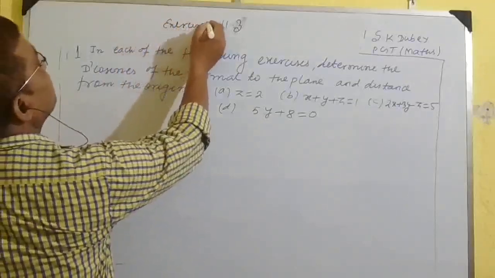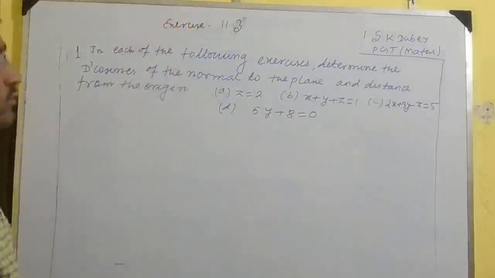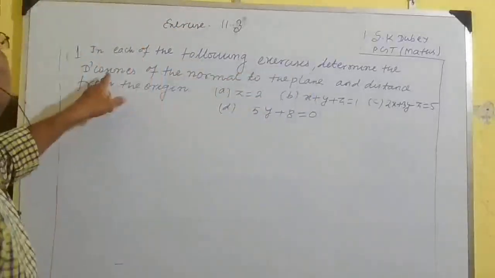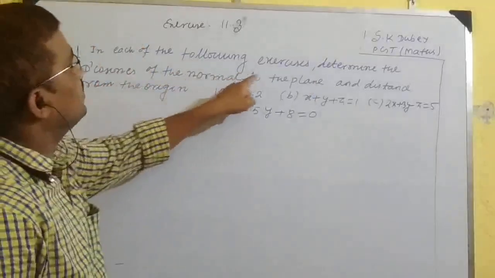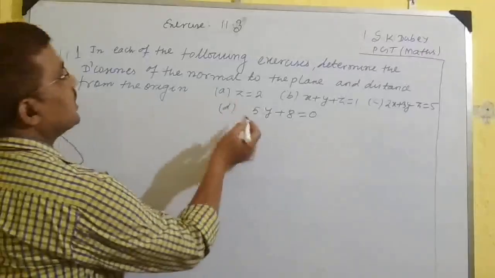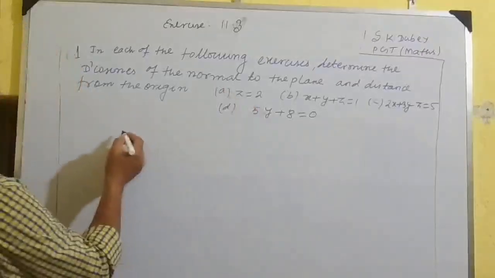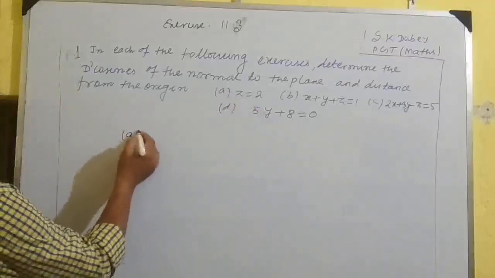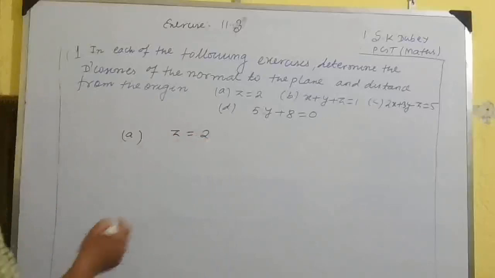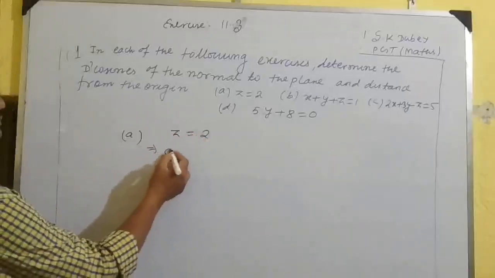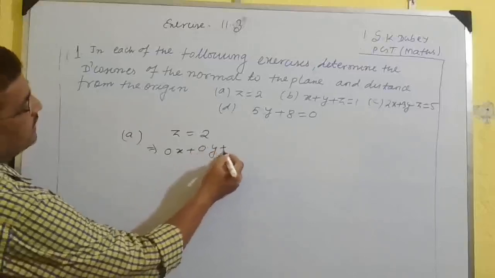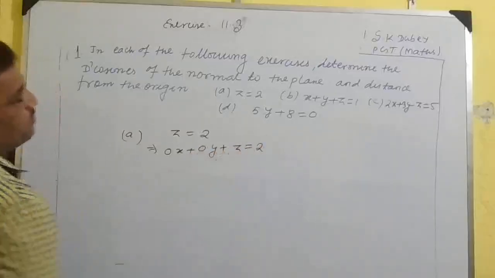Exercise 11.3. The first question is, in each of the following exercises, determine the direction cosine of the normal to the plane and distance from origin. And the first equation of plane is z equal to 2. This can be written as 0x plus 0y plus z is equal to 2.